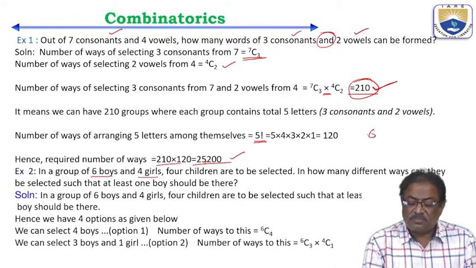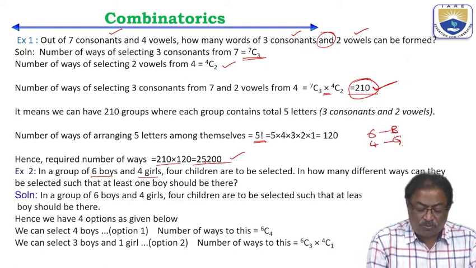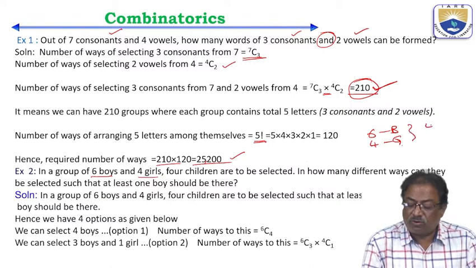Now another one, let us say in a group there are 6 boys and 4 girls. Now 4 children are selected from among these.